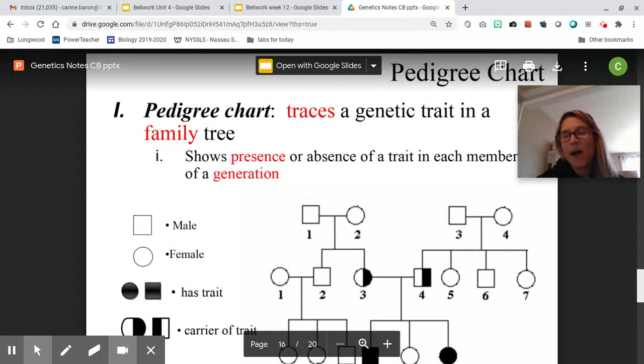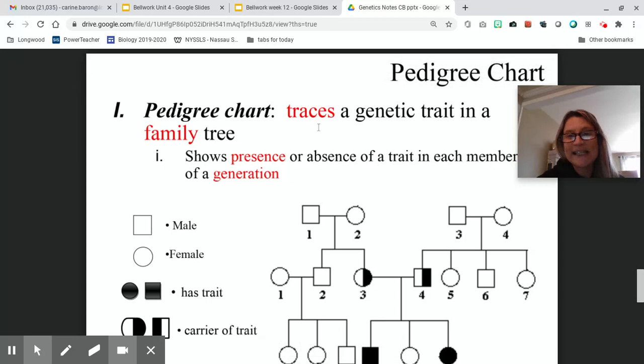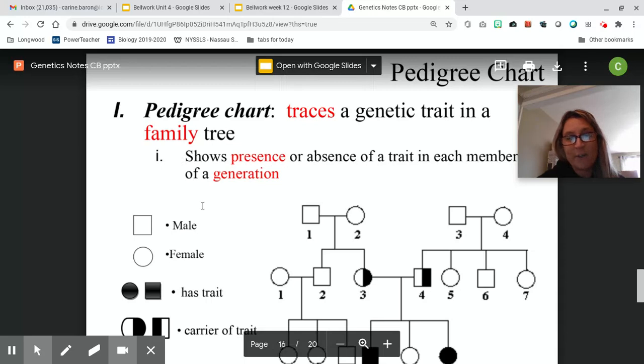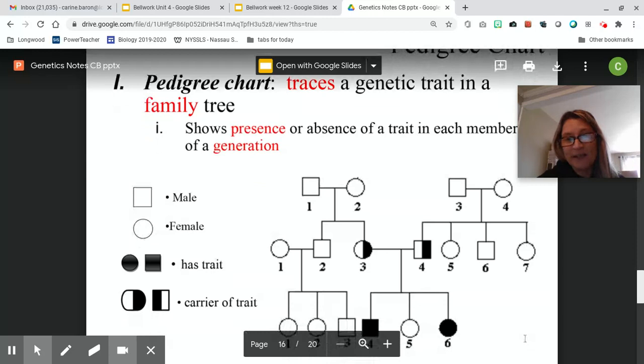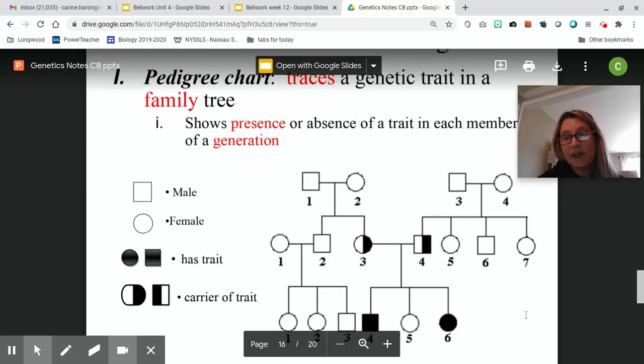All right, so a pedigree chart is a pretty cool thing that we do in genetics. A pedigree chart traces a genetic trait in a family tree. So it's going to give us a lot of information. We use symbols to represent things in a pedigree. And this is going to show the presence or absence of a trait in each member of the generation. So right now it doesn't look like much, but once I give you the code and the information, you're going to realize how much information it really does give you.